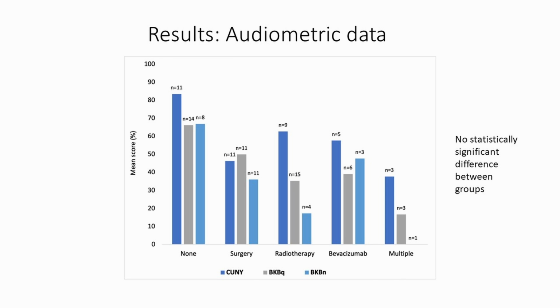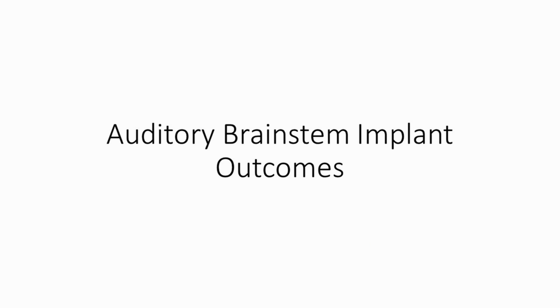So you don't have to worry too much about it because it's complicated explaining what all of the different tests are. But if you look at the group that had no treatment for their vestibular schwannomas compared to the surgery group, the radiotherapy group, and the bevacizumab group, you can see that there looks like there's a gradual decline. So if you're not having any treatment, you get a better outcome. If you've had surgery with preservation of your cochlear nerve, you get a similar outcome to radiotherapy, and similar again with bevacizumab. And actually, although it looks like there's a gradual decline, statistically, there was not any difference between those groups.